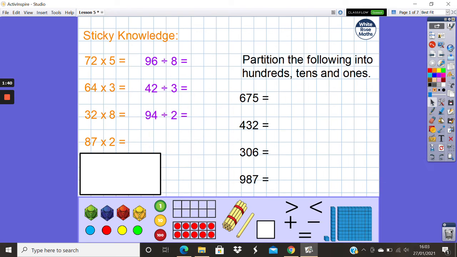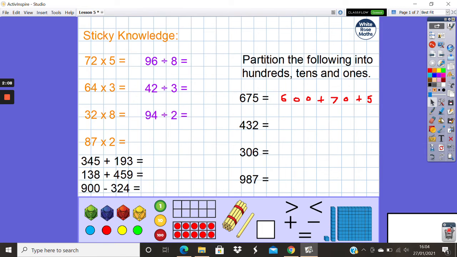Next one, partition the following into hundreds, tens and ones. So you've got 675, which would be partitioned into 600, add 70, add 5. Okay, have a go at those three below to help. And then we've got two addition and subtraction questions. So you need to put those in the column method. I'm not going to show you those ones because we've done plenty of them.